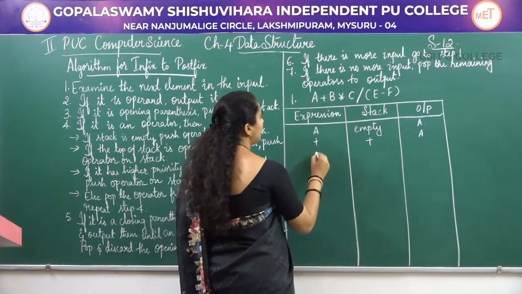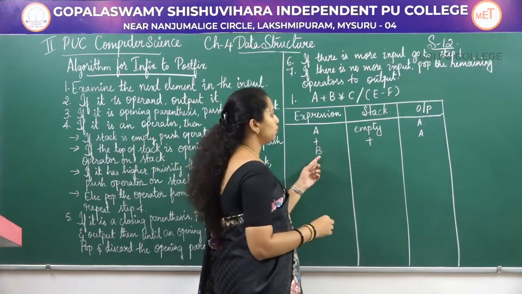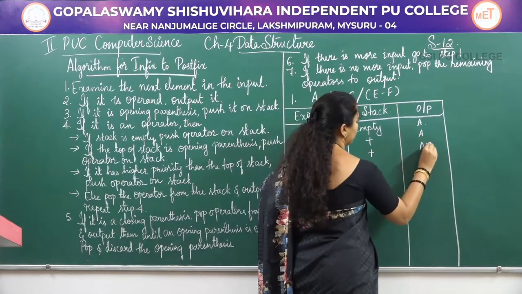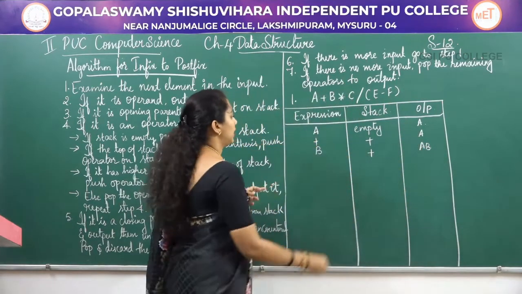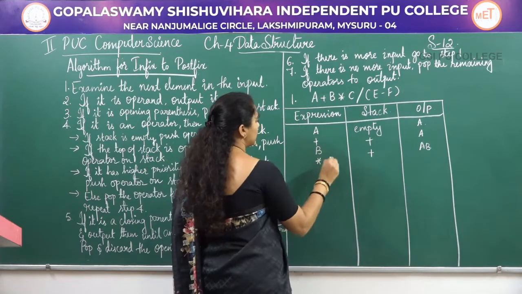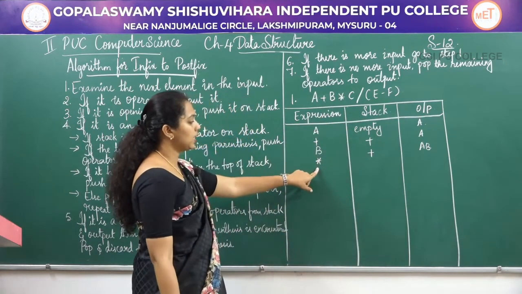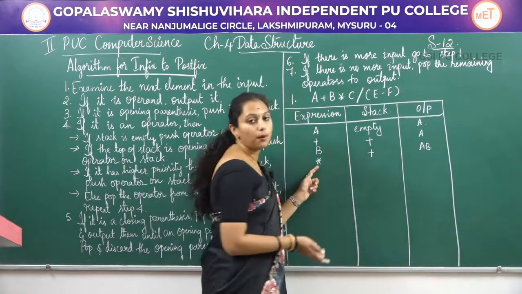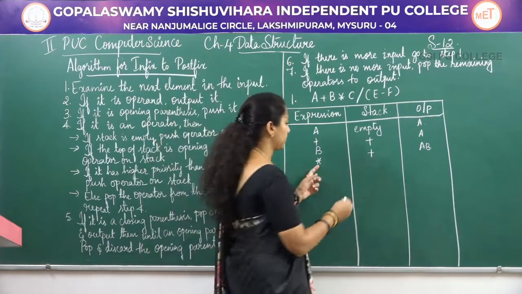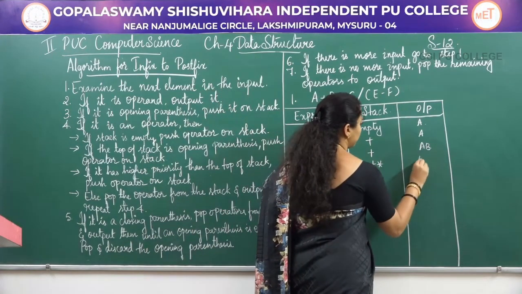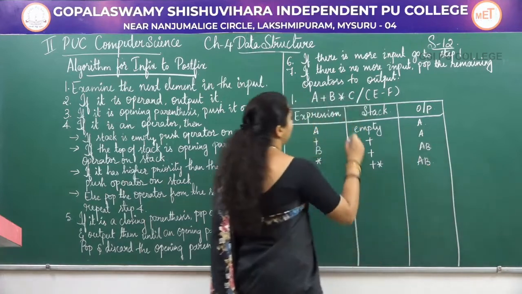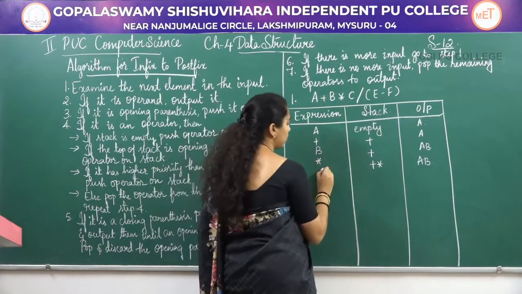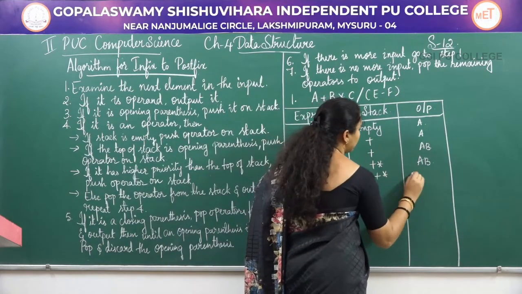Next is an operand. So what do we have to do? We have to output the operand. Next, multiplication symbol. Multiplication is an operator. So what do we have to do? We have to push this operator into the stack. Next, check which element we are having. We are having an operand, so we are going to output an operand.